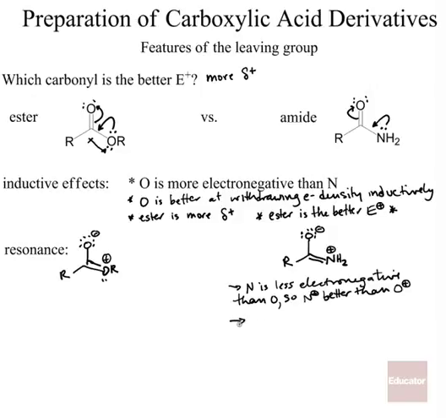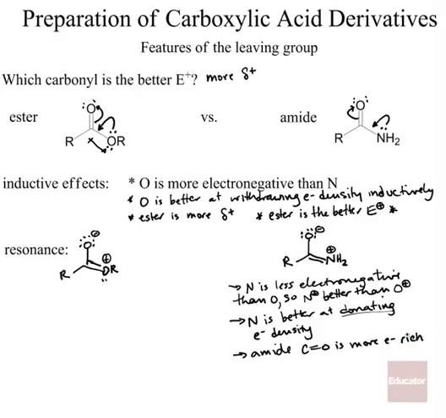Okay, that means that nitrogen is better at donating its electron density. Because that's what's happening in this resonance. The lone pair from nitrogen is going into the carbonyl. That's a donation. That's adding electron density. So that means the amide carbonyl, what is the effect on the amide carbonyl? It's more electron rich.